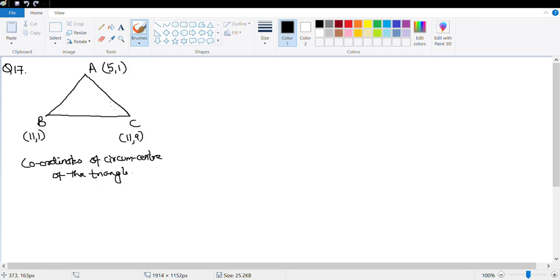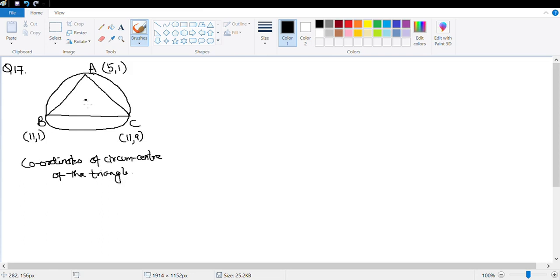What's a circumcenter of a triangle? We've done this earlier. Circumcenter of a triangle is not the center of the triangle, but the circumcenter of the triangle is the center of a circle which touches the 3 vertices of the triangle.